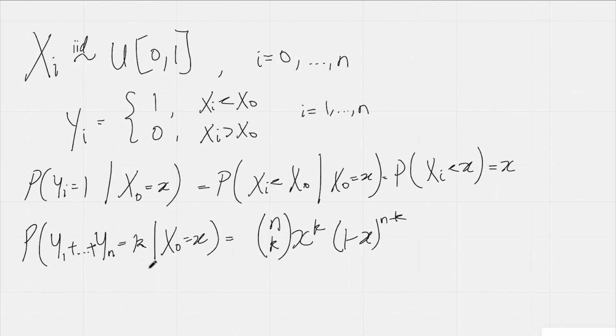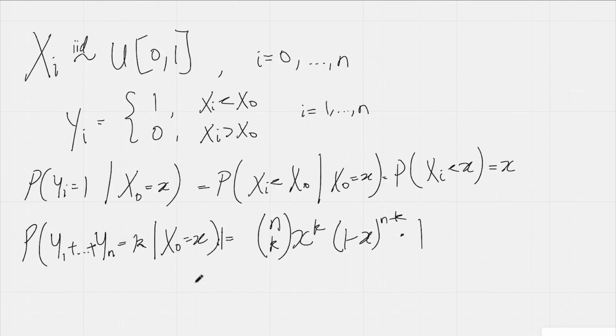The probability that y1 plus all the way up to yn equals k, given x0 equals x, is n choose k times x to the k times 1 minus x to the n minus k. All good and well so far. So now what I'm going to do is multiply both sides by 1, which seems pretty redundant, and to be honest, it kind of is. But it's just to illustrate something in just a moment.